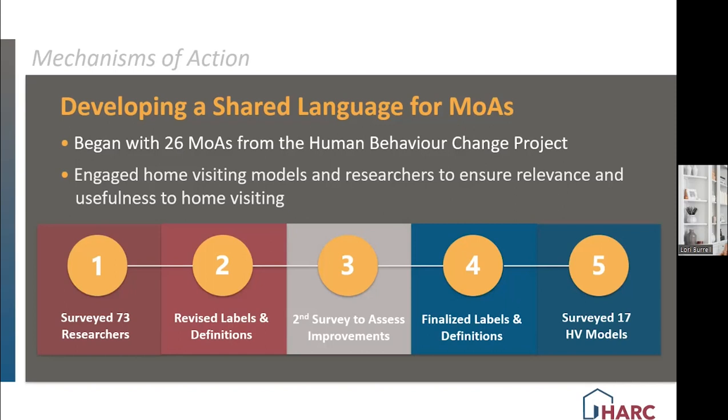We didn't want to assume that this list was complete or that the definitions were understandable in the context of home visiting. So we took this list of 26 MOAs, and through multiple rounds of our own surveys, we gathered feedback from 73 intervention researchers and representatives of 17 evidence-based and emerging home visiting models. We asked them about the clarity of MOA labels and definitions, the distinctness of each MOA, the relevance of each MOA to home visiting models, and the comprehensiveness of the list of MOAs. We revised the labels and definitions of the MOAs based on feedback from each round of surveys.